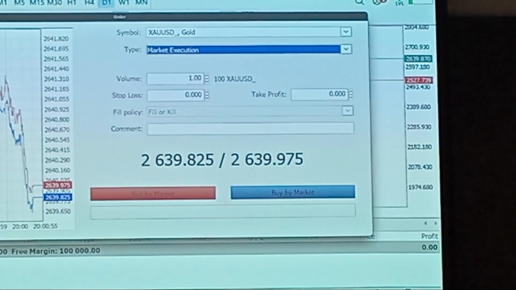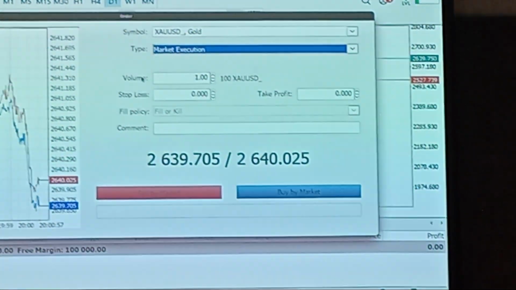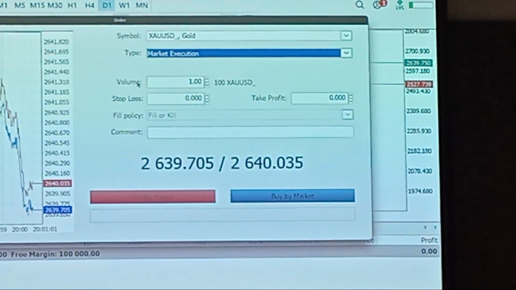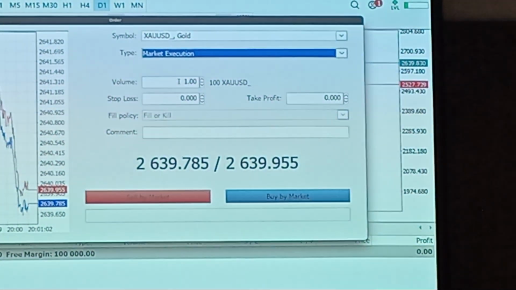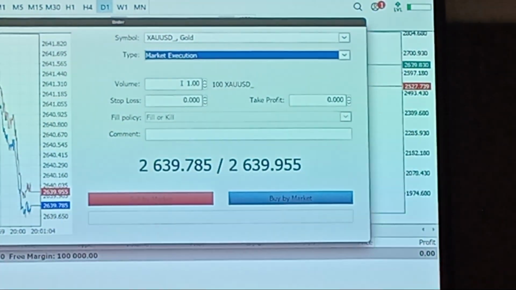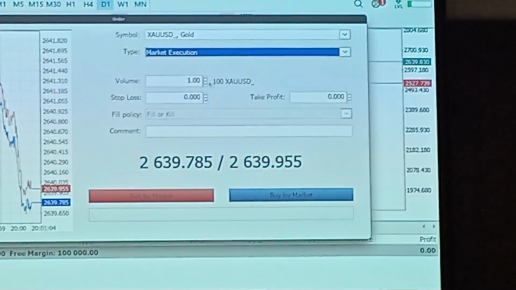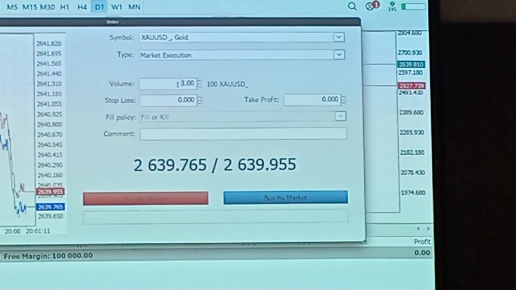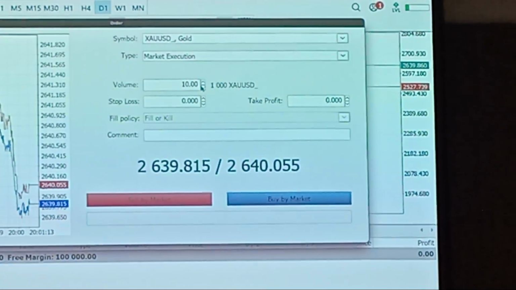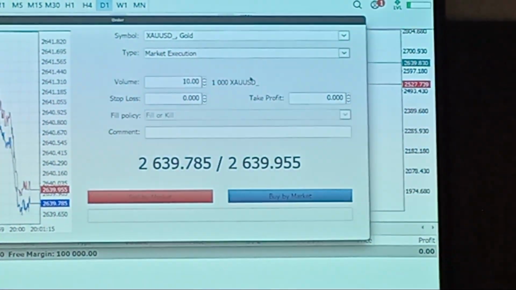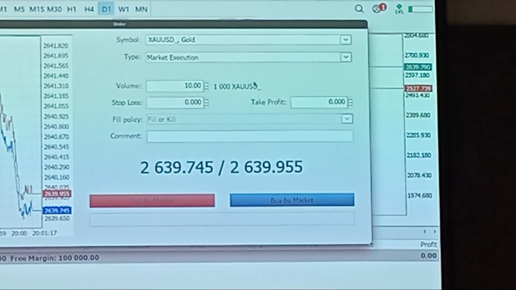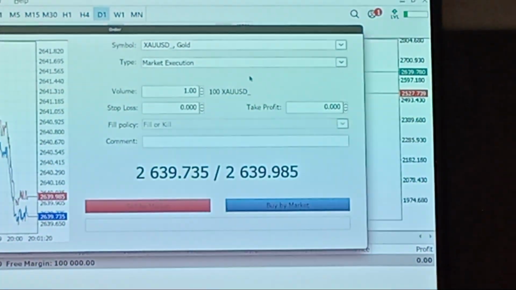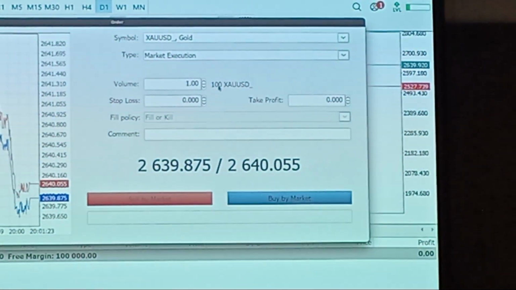So once I decide I want market execution, I specify the volume, which is the lot size, the contract size. And for each lot, I have a specific amount. So for gold, if I put one lot, it's how much? 100 ounces of gold. If I put 10, 1,000 ounces. It means I'm buying or selling a value of 1,000. So for example, let's say I enter into one, which is 100 ounces.